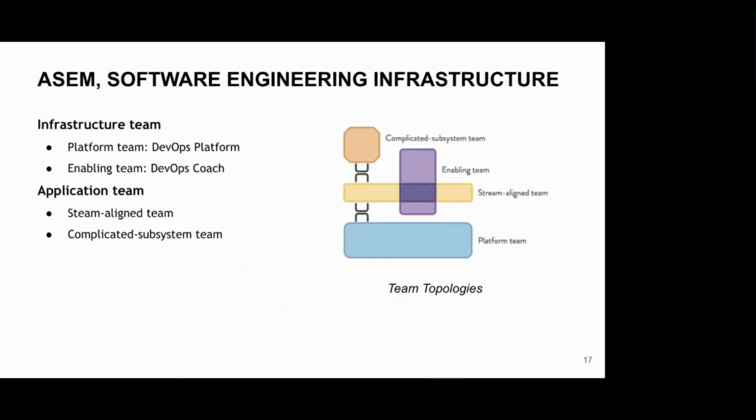So within the ASEM, it's the software engineering infrastructure, right? Maybe you have read this book, called Team Topologies. We separate teams into two parts: the infrastructure team and the application team. What is the application team? We are doing the CRM system, the commercial system, and maybe some AI or another very complex subsystem. So that is the application team.